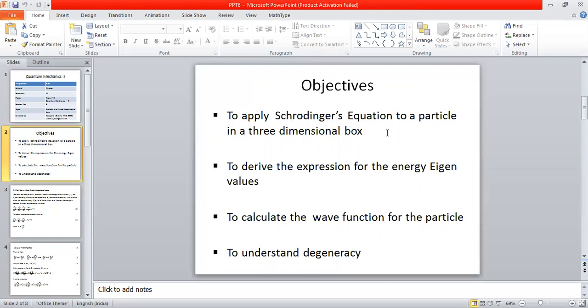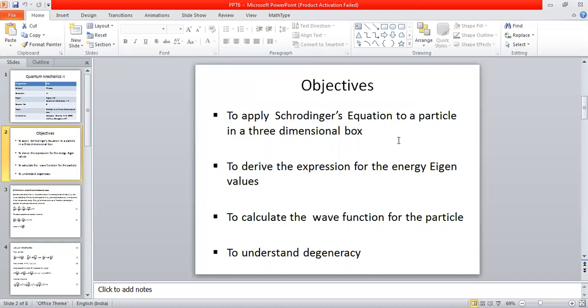In the last session, I discussed the quantization of a particle which is trapped in a one-dimensional box. Here we are discussing a particle which is trapped in a three-dimensional potential box, which is surrounded by an infinite potential region, so that the particle cannot exist outside the three-dimensional box. Therefore, in order to discuss this, let us see the objectives of this particular session.